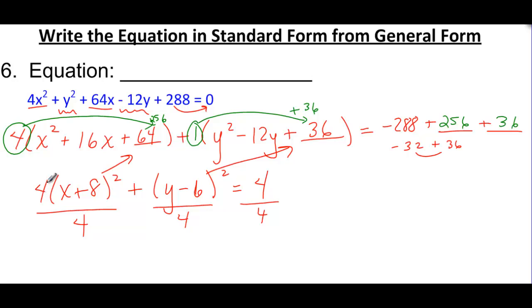So when I divide everything by 4, I'm going to get x plus 8 quantity squared over 1. And I know you normally don't write 1 in a denominator, but for our equations of an ellipse, it's best to do it just so you know that that number is down there, plus. Nothing reduces here, so I have y minus 6 quantity squared divided by 4 equal to 4 divided by 4 is 1. And that's my standard form.